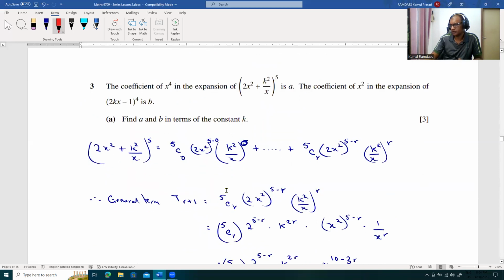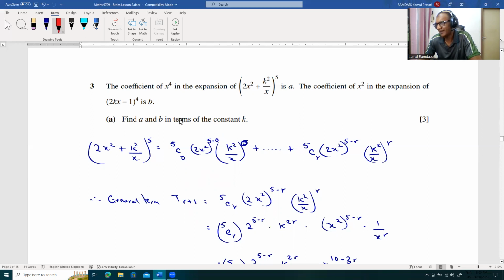I have a question in the same paper on the binomial expansion. The coefficient of x to the power of 4 in the expansion of (2x squared plus k squared over x) to the power of 5 is A. The coefficient of x squared in the expansion of (2kx minus 1) to the power of 4 is B. Find A and B in terms of the constant k.